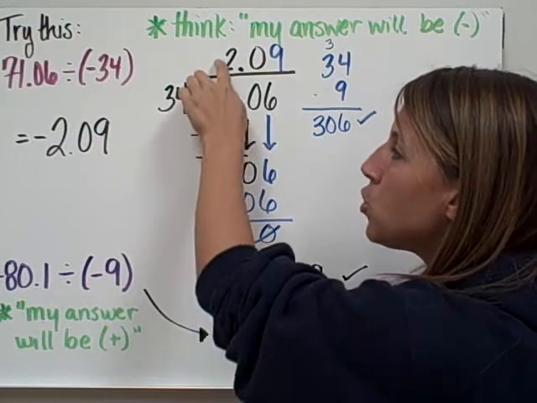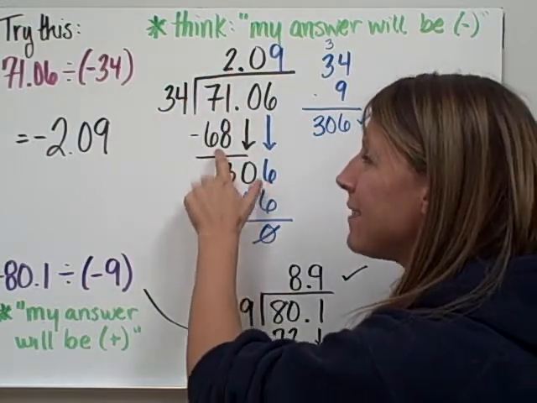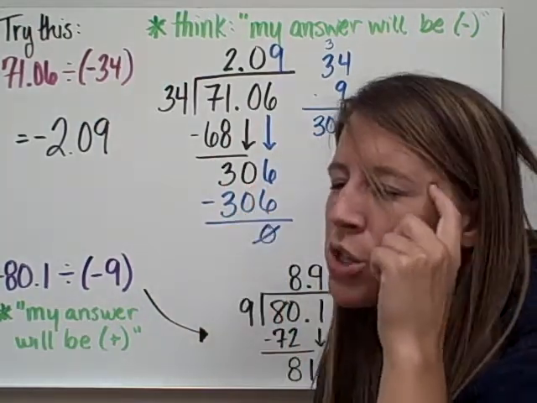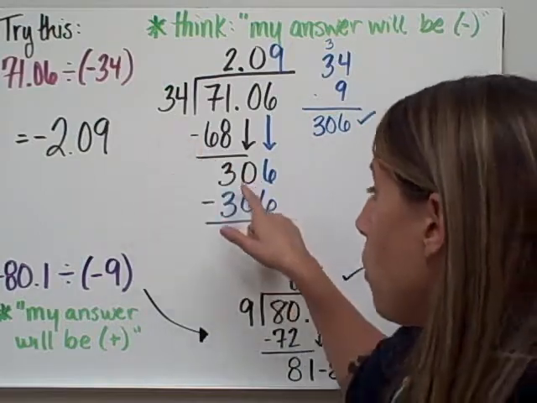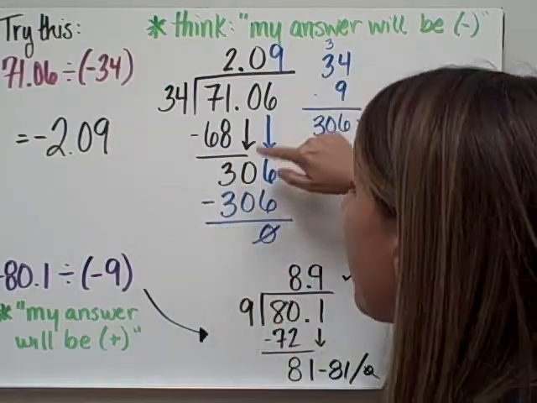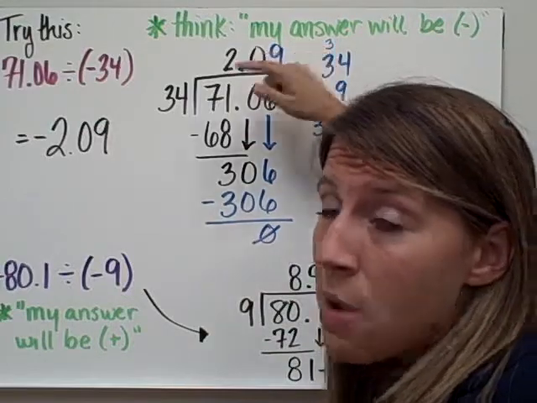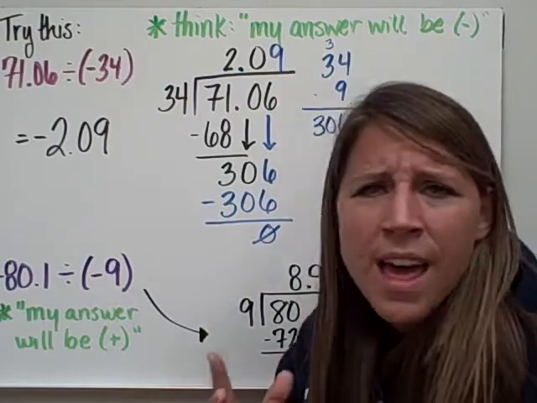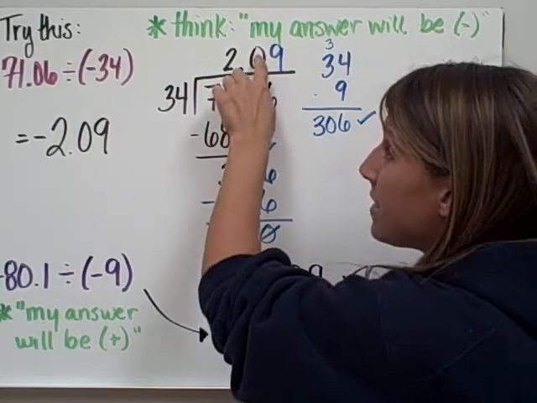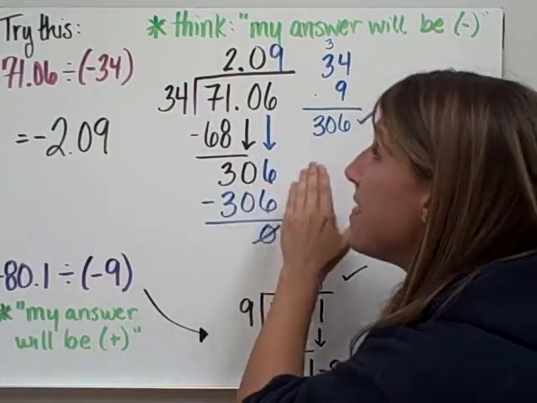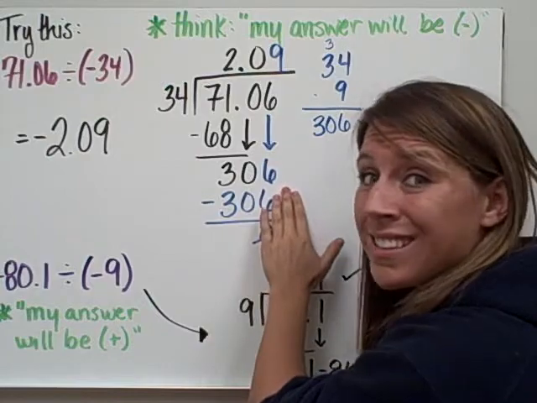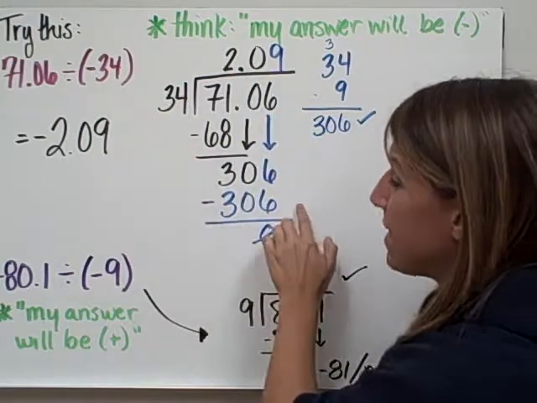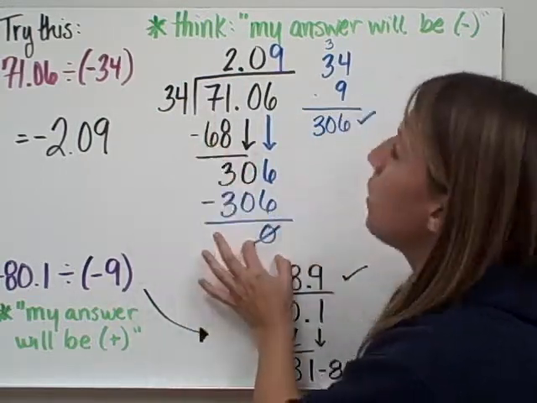34 goes into 71 twice. 2 times 34 is 68. When I subtract, I get 3. I bring down that 0, and it's so, so important to not forget this step. Does 34 go into 30? It doesn't. So we have to say it goes in 0 times. When I do that, I changed colors because I wanted you to see you could bring down this 6 within that step. Now that we've noticed that it goes in 0 times into 30, I can say, well, does it go into 306? Yes, it does, and it goes in 9 times, evenly. 34 times 9 is 306. So we subtract it away, and we're left with nothing.